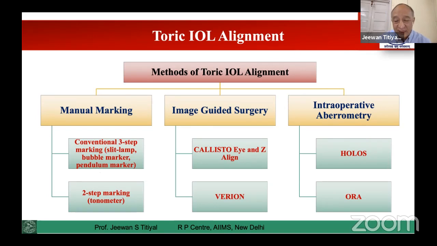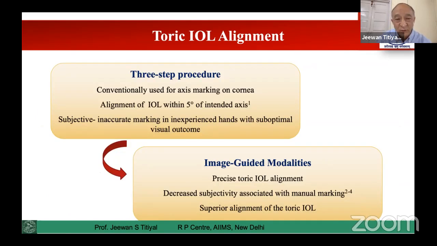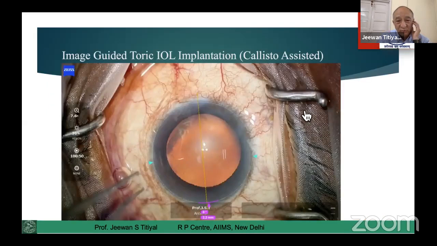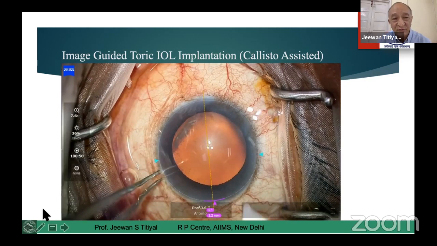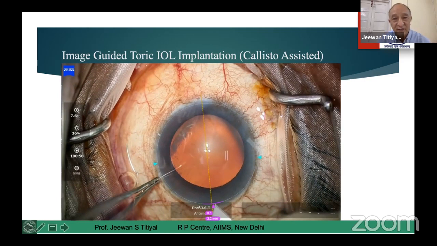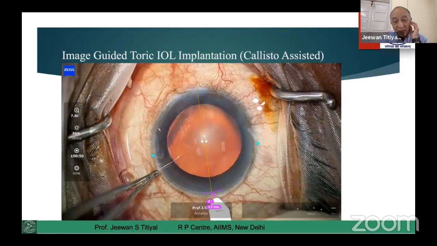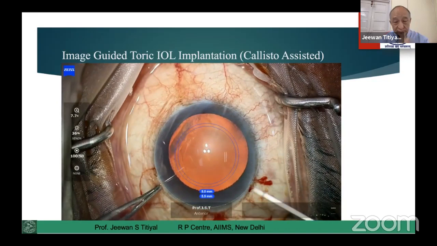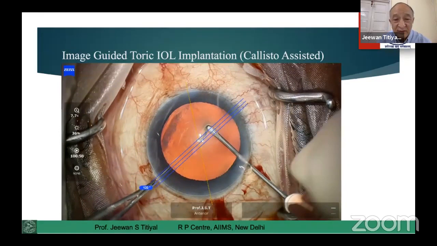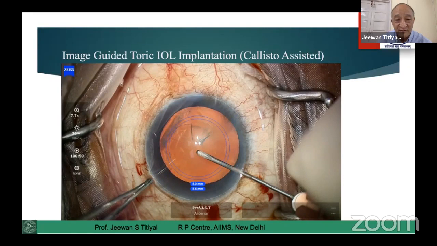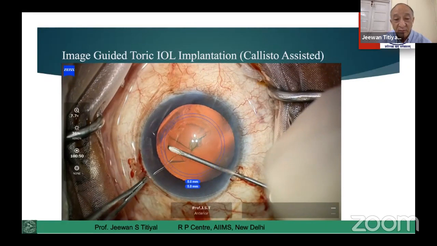Callisto eye with Z Align is the one which we have been using, and we know that with image-guided modalities, the precision and alignment of the toric IOL is much better, and the outcome is going to be much superior for these patients. Just to highlight a few surgical steps of Callisto-assisted image-guided surgery, where we have transported the entire data from the IOLMaster 700 to our microscope.